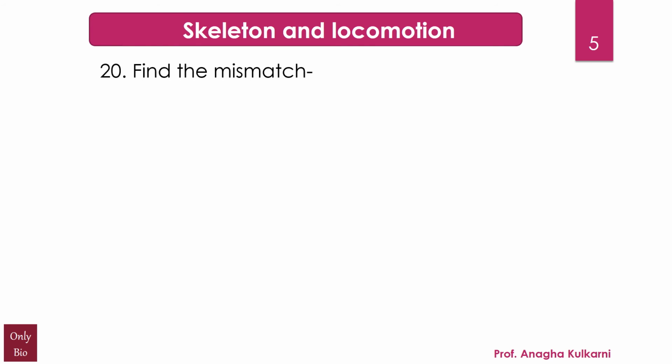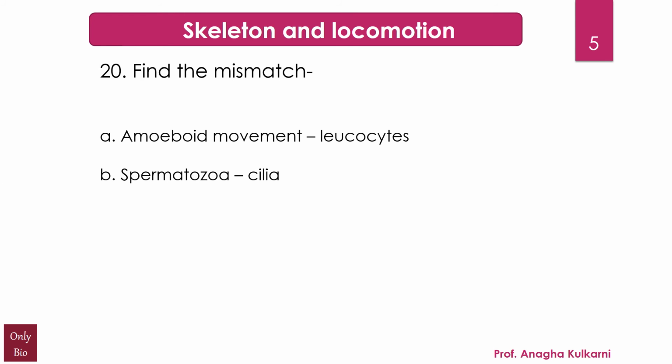Question number 20. Find the mismatch. A. Amoeboid movement leukocytes. B. Spermatozoa cilia. C. Hydra tentacles. D. Euglena flagella. And the mismatch here is B. Spermatozoa cilia, because spermatozoa possess a tail-like structure which more or less acts as a flagellum.